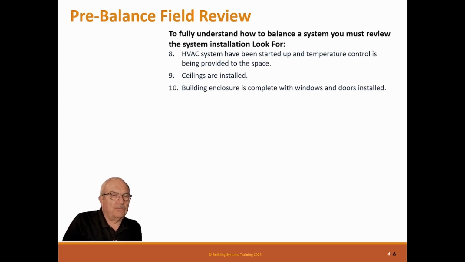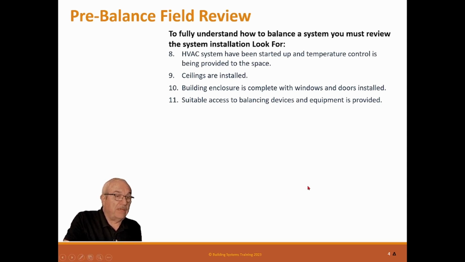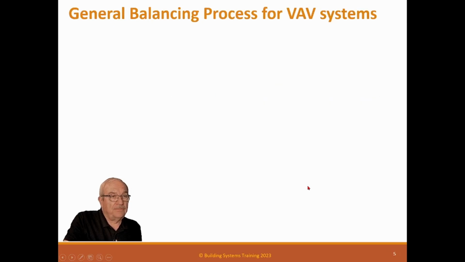Building enclosure is complete with all windows and doors installed. That needs to be a complete envelope. We don't care about carpet, we don't care about paint, but we need to have everything that has a pressure barrier against it. It has to be 100% done. Suitable access for balancing devices and equipment is provided. If you can't get to something, you can't balance it, and you need to be able to get to it.